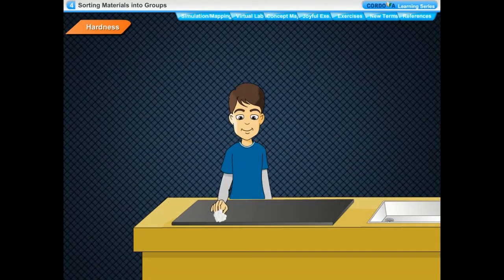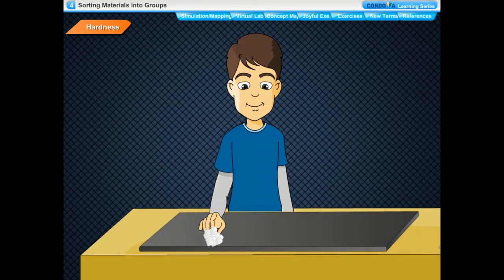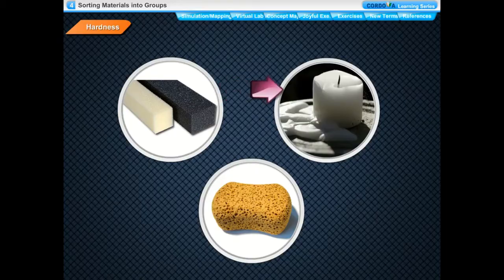Hardness. When we press a piece of cotton with our fingers, it gets pressed easily. Materials that can be compressed easily are called soft materials. Foam, melted wax and sponge are some examples of soft materials.